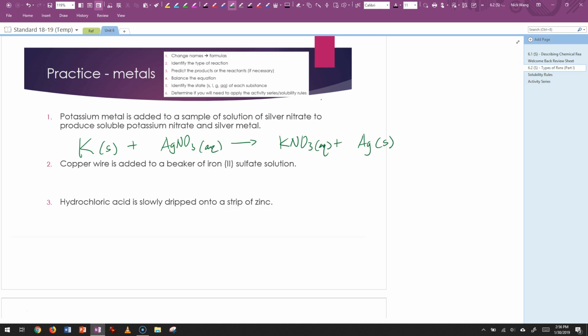Let's try the second one. Copper wire is added to a beaker of iron 2 sulfate solution. Right, so this is one of those problems where you're not given a whole lot. You're just given what looks like the reactants, one thing being added to the other, and that is it. So let's at least do what we can. We know that we can translate these. Let's do that now.